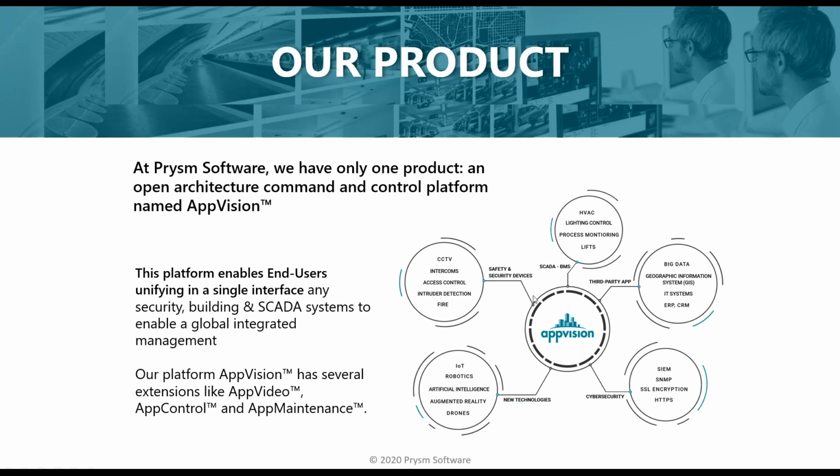So here you see AppVision in the center of the scheme. You have, of course, safety and security systems that can be connected, everything about SCADA and building management, also third-party apps that can be useful, especially for access control also. We are, of course, taking care of networks through the SNMP protocol or cybersecurity tools. And we are also looking at new technologies since some partners have integrated IoT systems, augmented reality systems, drone systems, and some robots also.